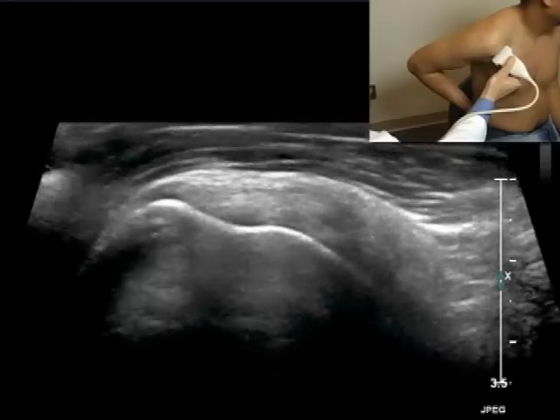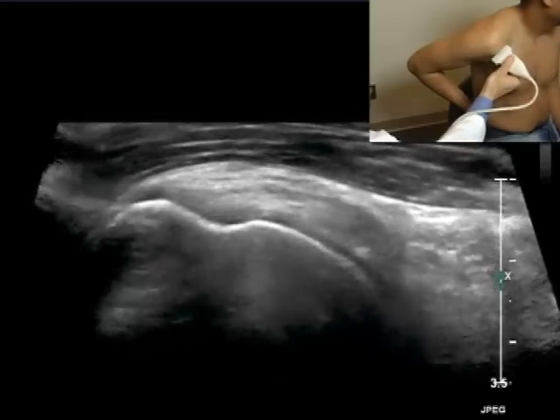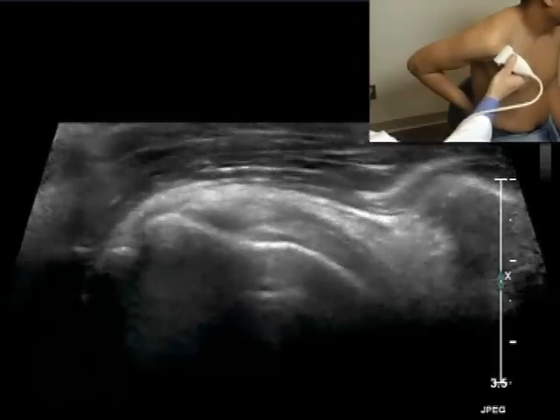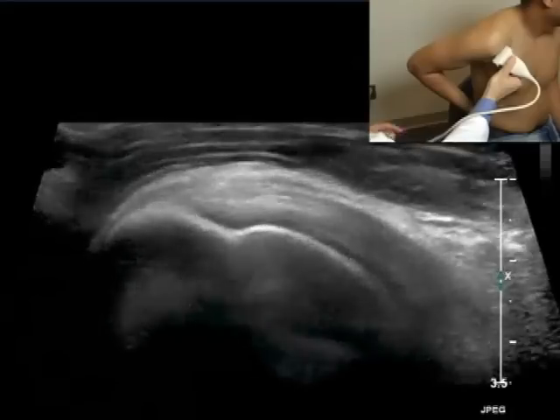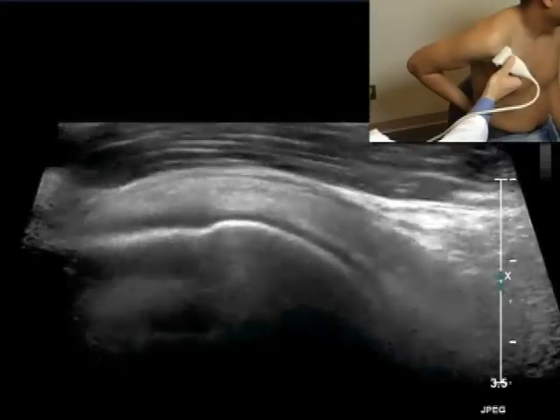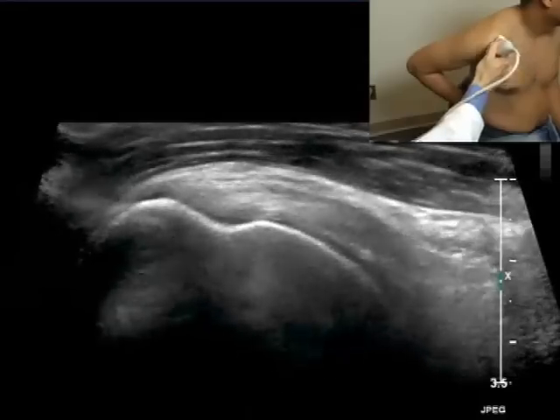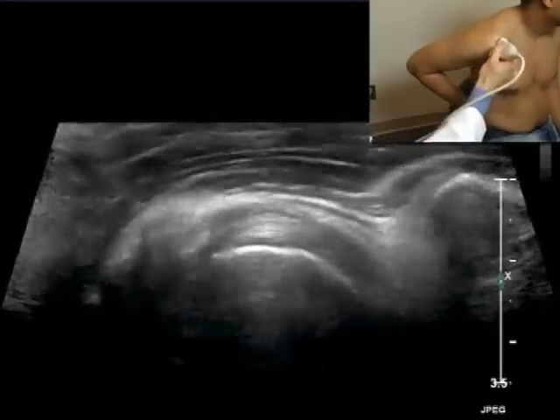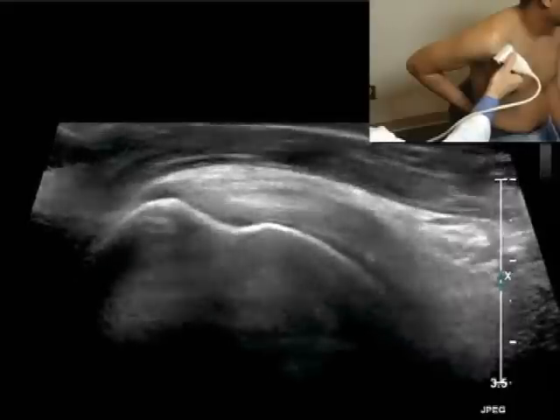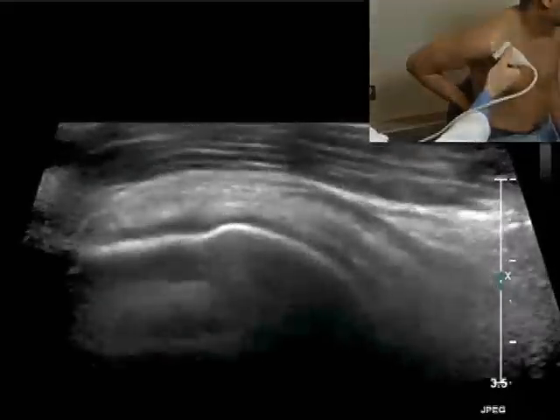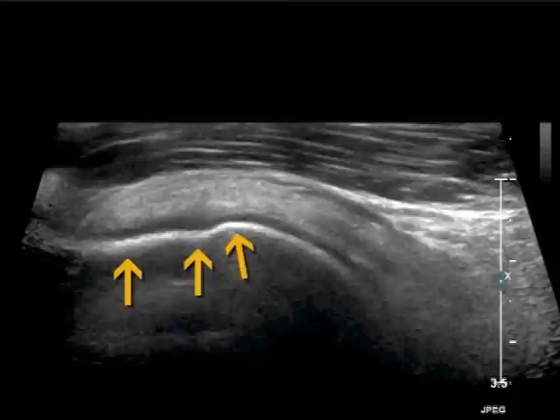Second, it is important to visualize the most anterior aspect of the supraspinatus tendon adjacent to the rotator interval. This is because rotator cuff tears commonly involve this region. As the transducer is moved posterior from the superior to middle facet of the greater tuberosity, the angle between the humeral head and the greater tuberosity flattens out, as one approaches the junction between the supraspinatus and infraspinatus tendons.